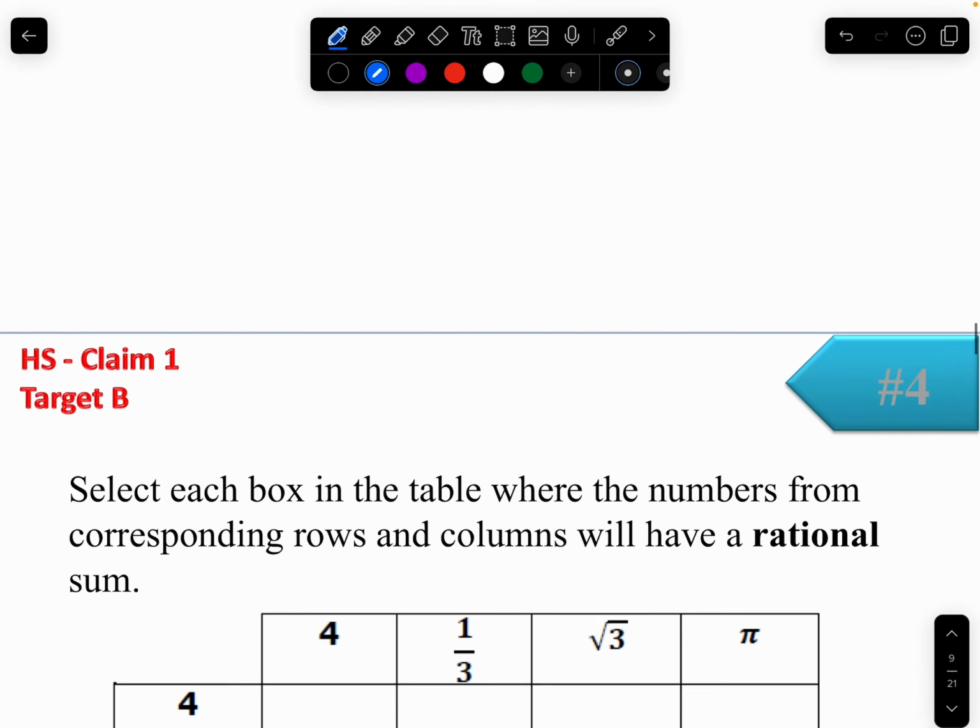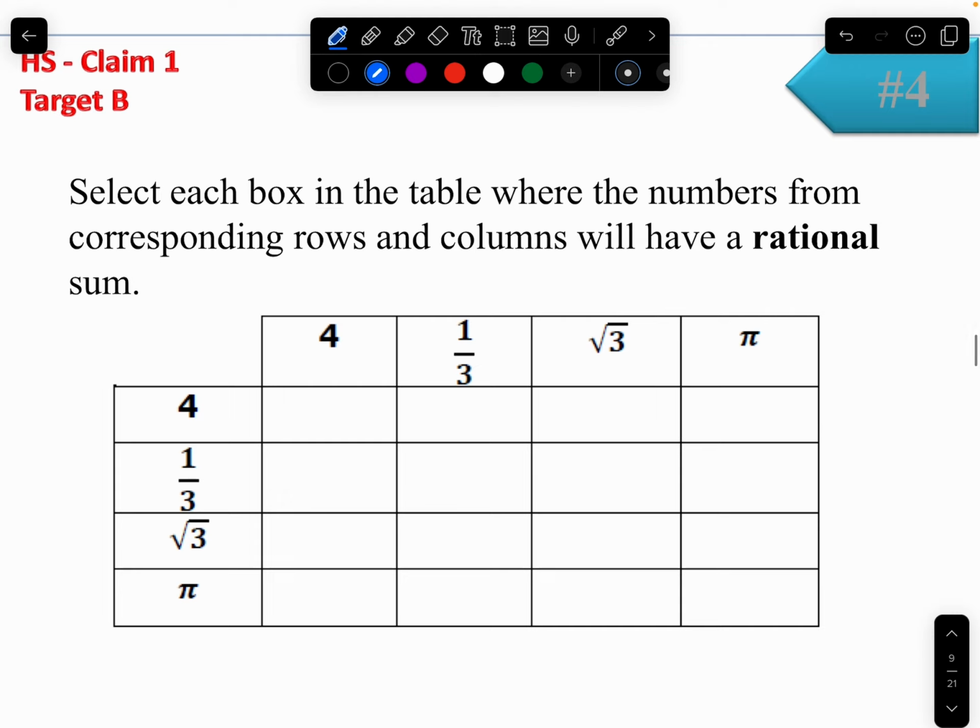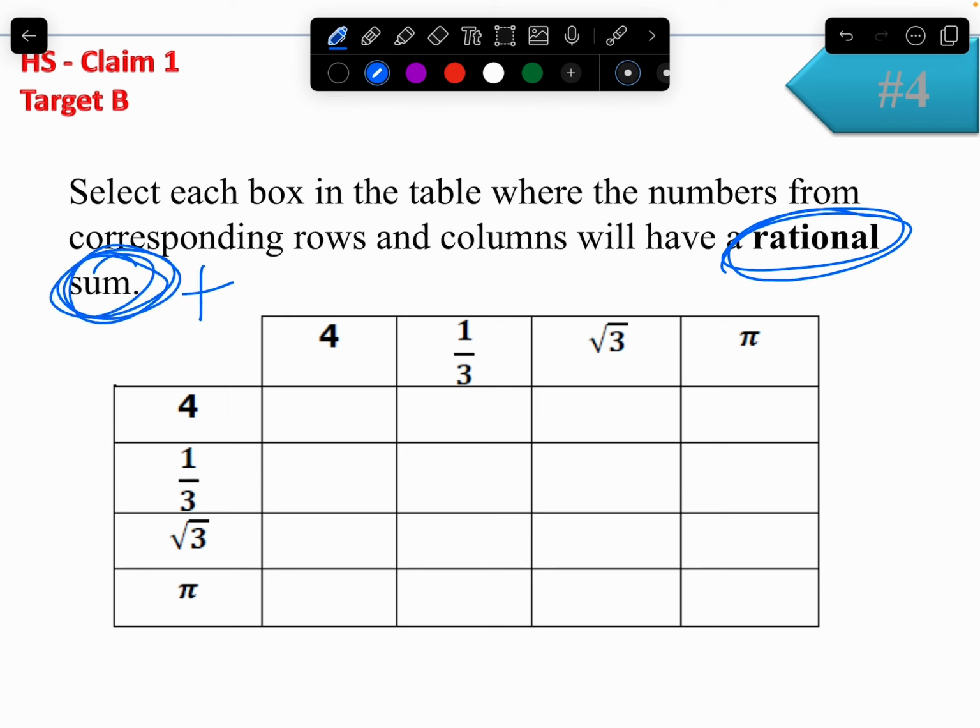Next is like a times table. So this right here goes with this one, this goes with this, right? So here, make sure you're reading the instructions correctly. We want rational only, whose sum is rational. So that's plus, addition. So if we try 4 plus 4, that is rational.